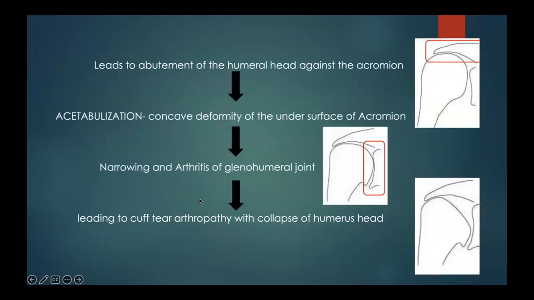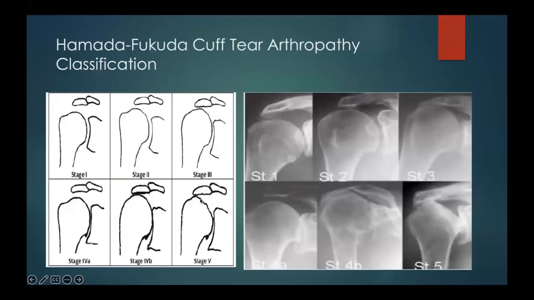which leads to abutment of the humeral head against the acromion, which causes acetabularization, a concave deformity of the undersurface of the acromion, which causes narrowing and arthritis of the glenohumeral joint, which finally leads to cuff tear arthropathy with collapse of the humeral head. The Hamada classification divides the extreme features of the massive rotator cuff tear into five grades.